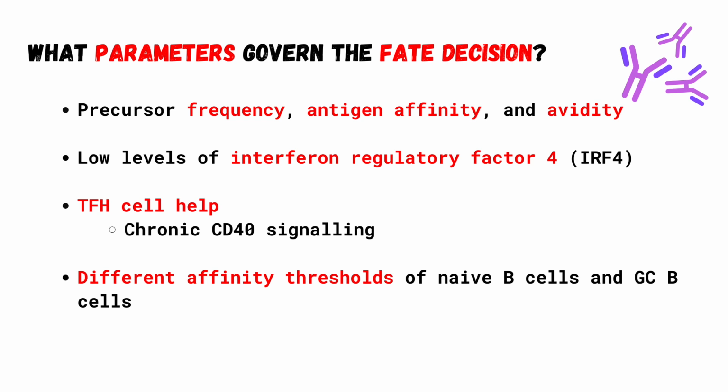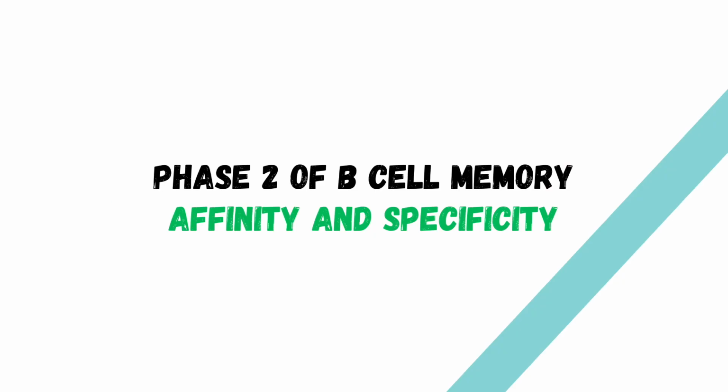A study found that despite naive B cells receptors having much lower antigen affinity than GC B cells, this does not prevent naive B cells from entering germinal centers and differentiate into high-affinity plasma cells and B cells. In this section, we will look at the formation of high-affinity B cells in germinal centers.